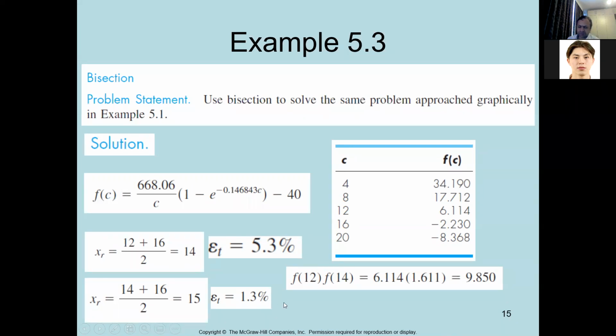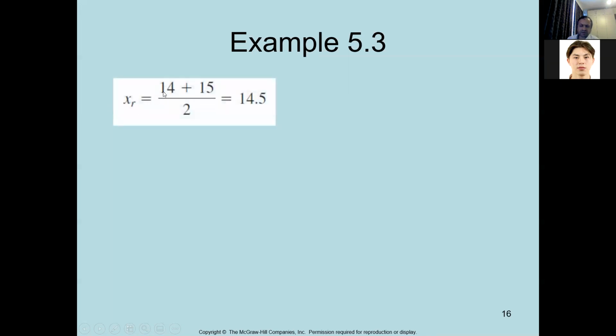As a next step, we calculate the value of the function at 15, which is minus 0.384. Since it is negative, the next approximation will be between 14 and 15, because at 14 it was a positive value and at 15 it is a negative value. So XR is equal to 14 plus 15 over 2, which is equal to 14.5. In this case, the true percentage error is 2%.